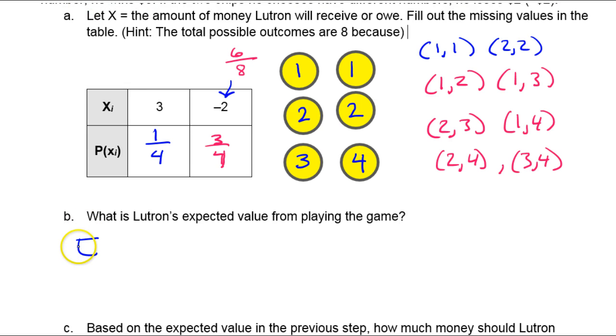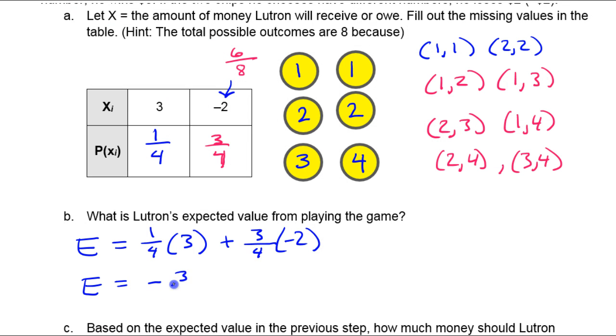So you've seen this several times during this performance task. So by now you're very familiar with the fact that expected value is always going to be the probability times the value. Probability times that value. Add them up and that's your expected value. So I'm just going to put this in my calculator. I'm getting negative 3/4. So on average, Latron would lose 3/4 of a point every time he played this game.